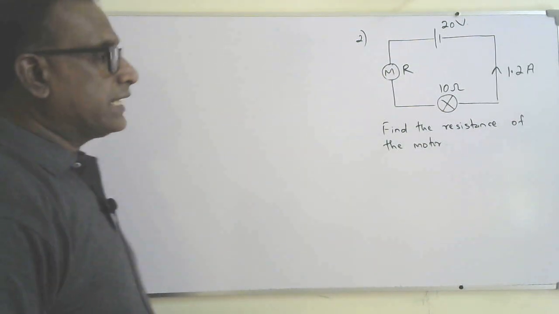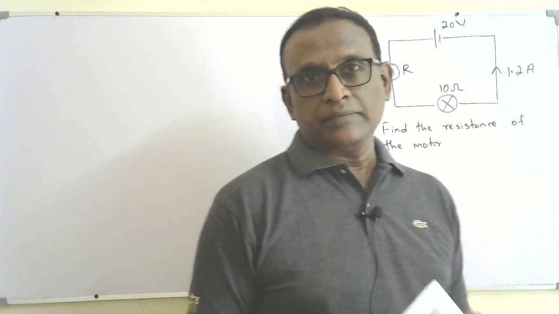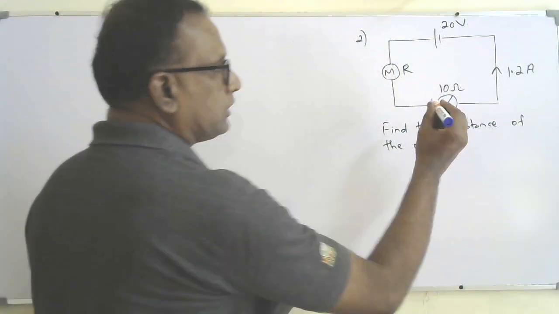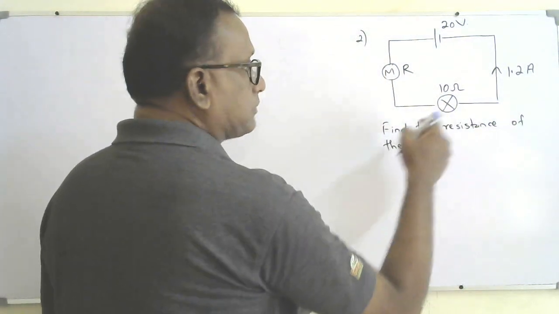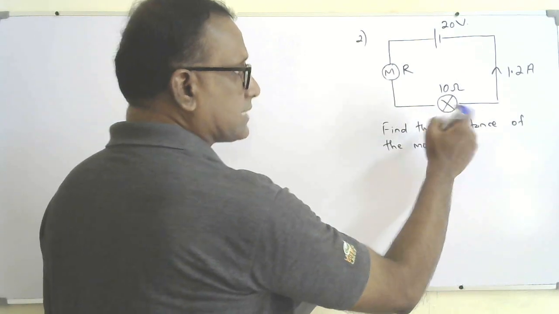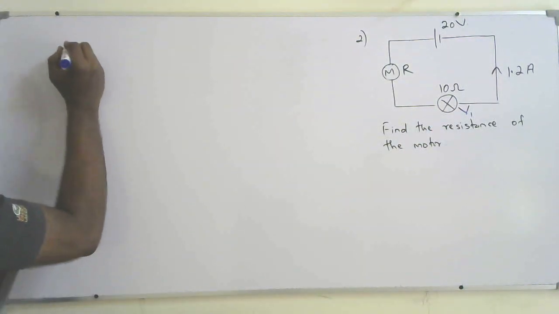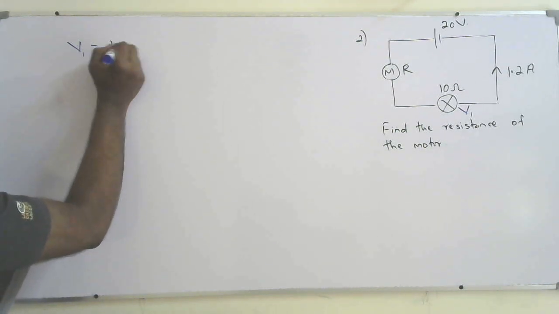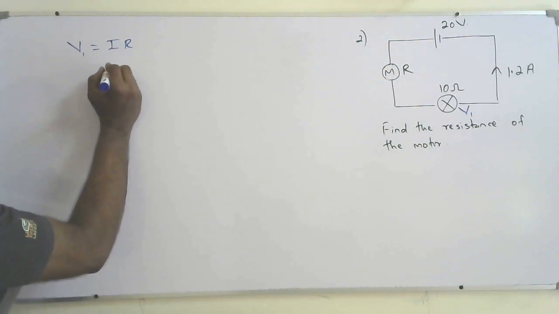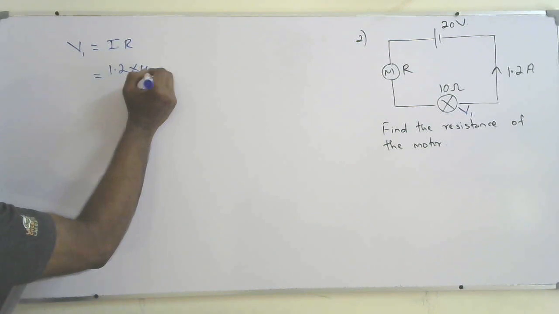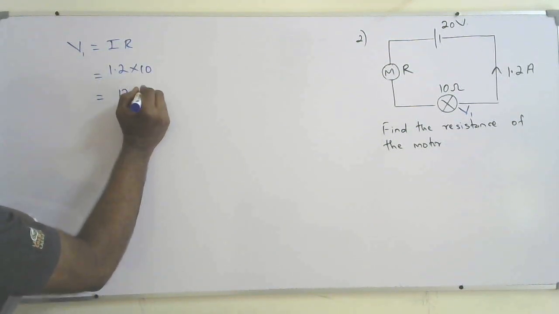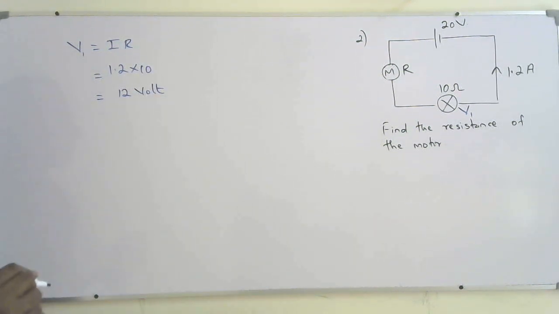Okay, so second method, I can use a potential divider method also. So I need to find the voltage across the bulb. So I know the current, I know the resistance of the bulb, let it be V1. So I can say the voltage across the bulb, V1 is equal to IR. So the current is 1.2 into resistance is 10 ohm, so 12 volt. So that's the voltage across the bulb.